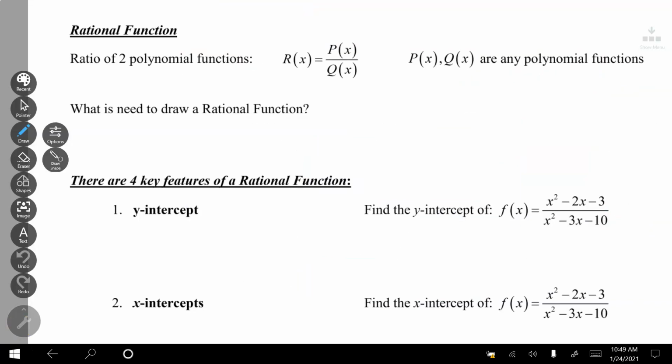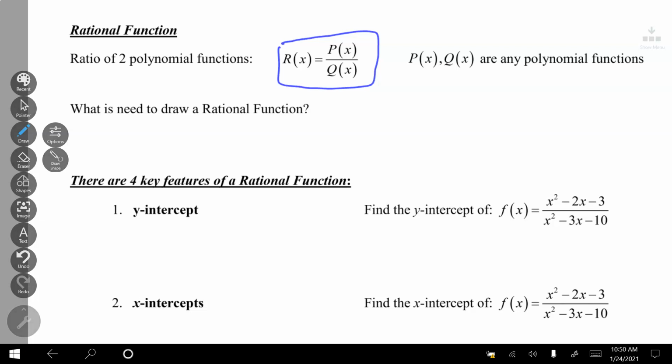So what is a rational function? Well, a rational function is an extension of what we learned yesterday. It's just a ratio of two polynomials. I'm going to have a polynomial divided by a polynomial, and we talked about what that means yesterday.